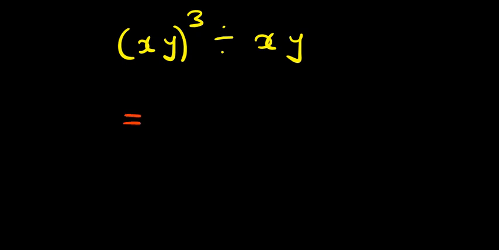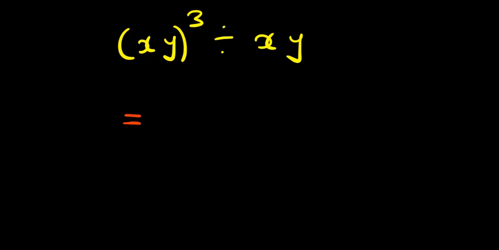Let's say you are given x, y to the power of 3, and you are dividing this by x, y. So what are you going to have? Because we are dividing, let's distribute. Because the bases are the same, we're just going to get the bases.